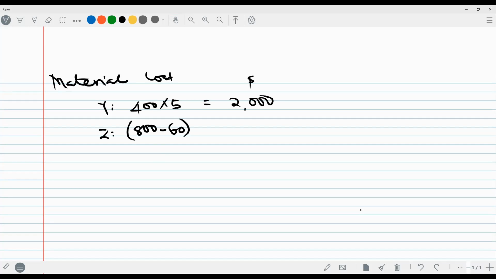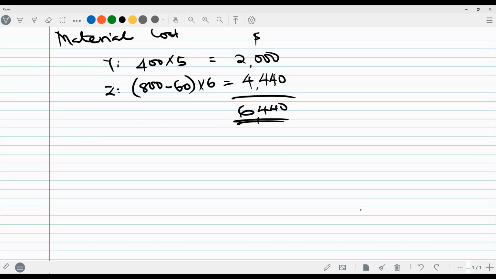The cost per kg of Z was 6. Multiply 740 by 6 and you get 4,440. That is the cost of material Z. Therefore, the total direct material cost for the job is 6,440. Next, we do labor cost.